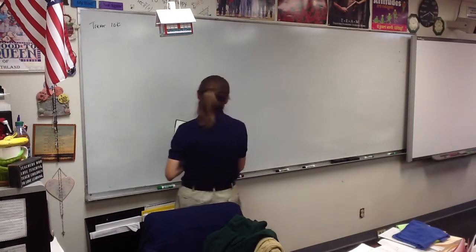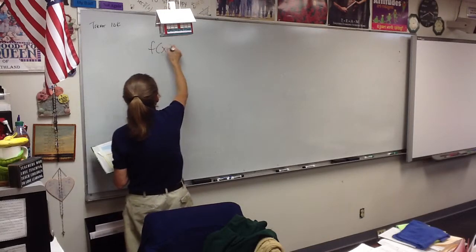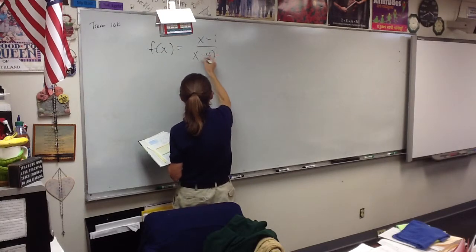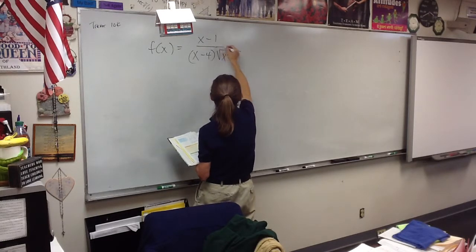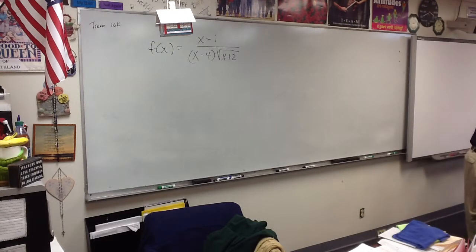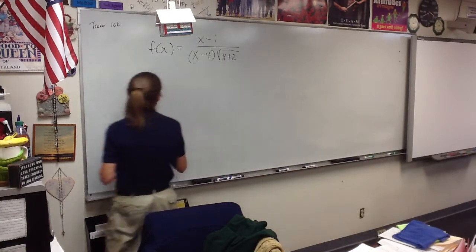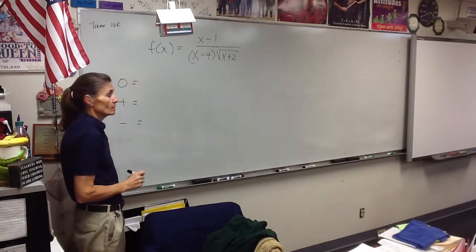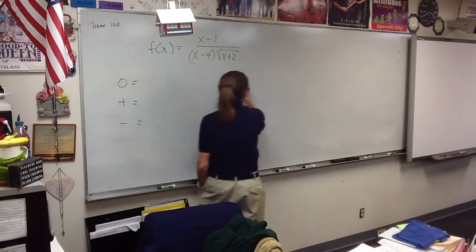So let's start by taking a look at problem number 30. What page? 265. And like some in last night's homework, this one says, tell me where it equals 0, where it's positive, and where it's negative. All right? So I'm going to get my number line out.